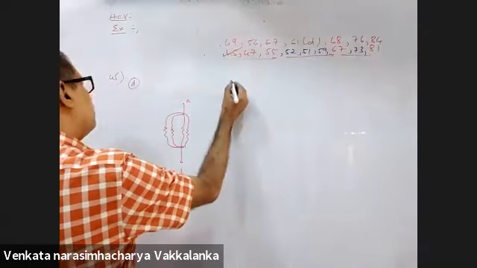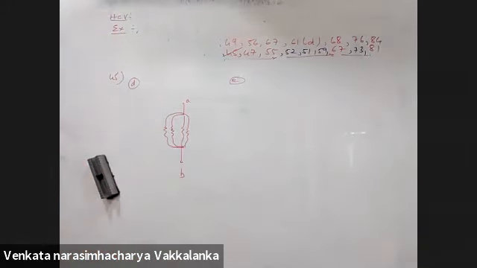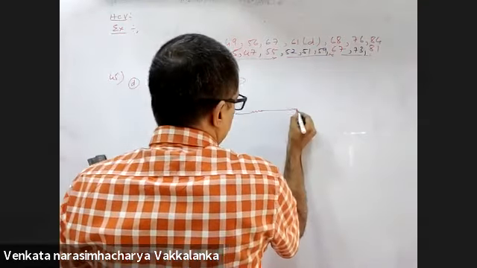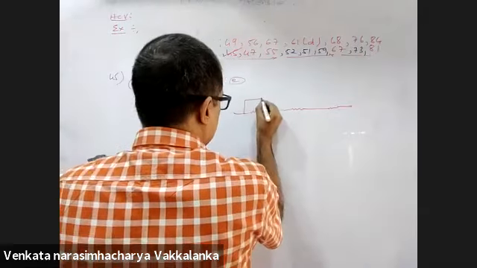Next, what did you say? E 45. Hey, this is done in class. It is a Wheatstone bridge. Okay. Wheatstone bridge, look at the Wheatstone bridge. The moment you see this, you should be able to recognize it. Have no second thought.